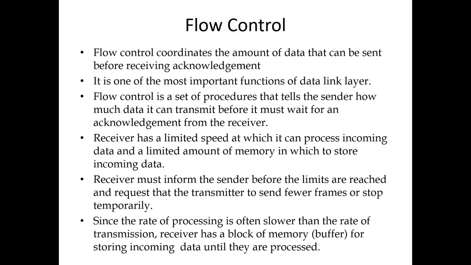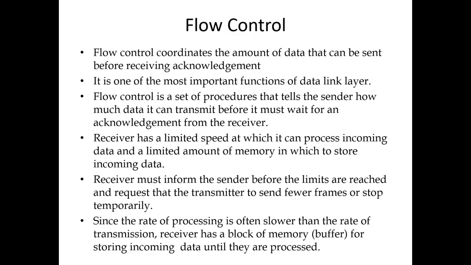Flow control is used to coordinate the amount of data that can be sent before receiving an acknowledgement. It makes arrangements for how much data we have to send from the sender to the receiver, so the capability of the receiver has to be determined. This is the main concept of flow control, one of the important responsibilities of the data link layer. It defines the set of procedures for how much data can be transmitted, and then the sender will wait for the acknowledgement.